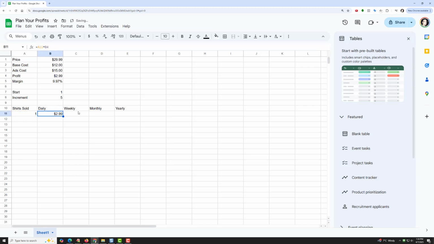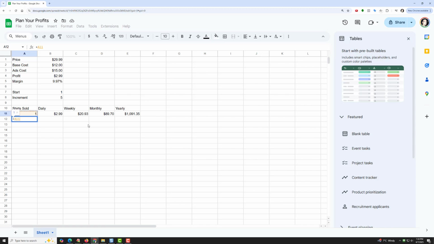And then if you do that for weekly, it's going to be that times 7, and then it's going to be that times, I don't know, 30. And then it's going to be that times 365. So 30 is like an average. So you can see if you sell 1 shirt a day, you're going to be making $1,000 a year, which is not really much at all.